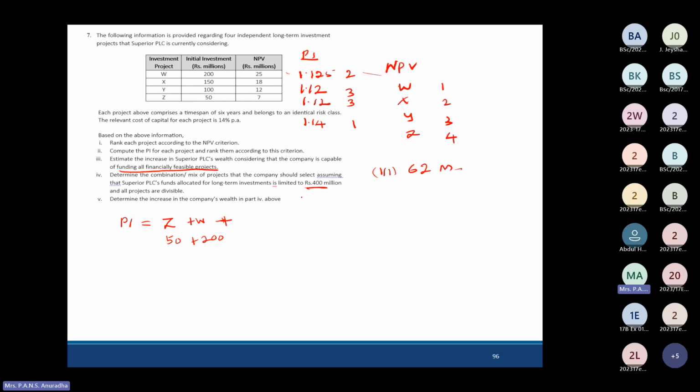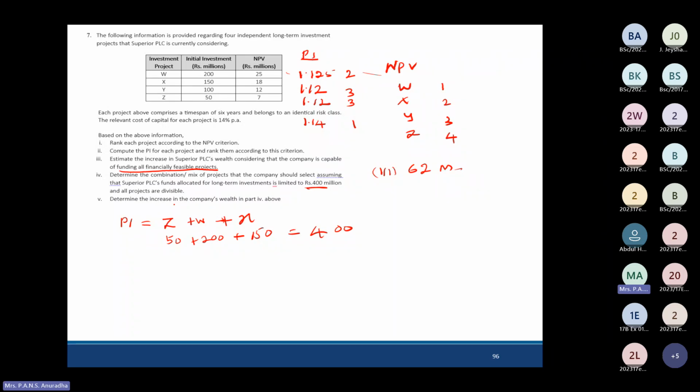If you take project X from these three rankings, then the cost is 150. So your 400 million will be utilized. There are no unused funds. Total 400 million will be utilized, 250 plus 150. So your 400 million is invested. If there is a fund constraint, this is the mix: W, Z and X are the projects appropriate for the investment.